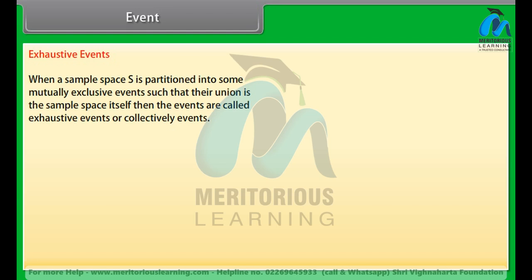When a sample space S is partitioned into some mutually exclusive events such that their union is the sample space itself, then the events are called exhaustive events or collectively exhaustive events. To understand it, let's take an example.